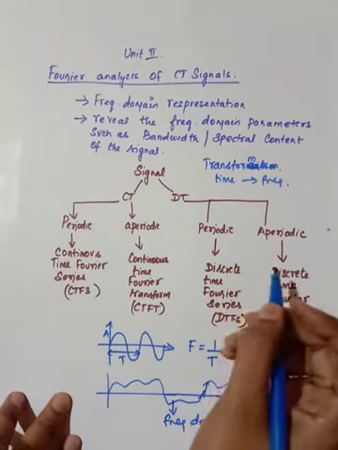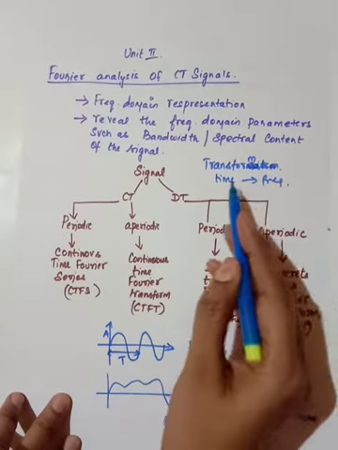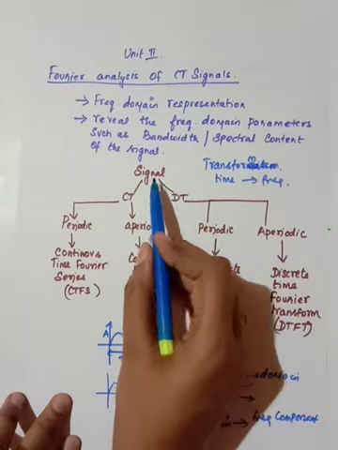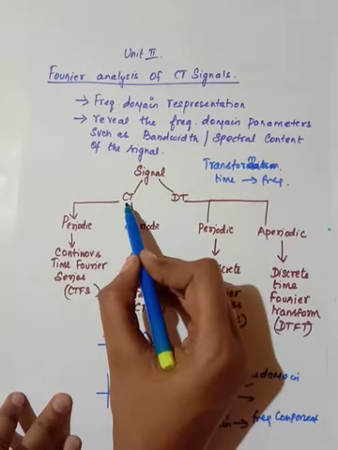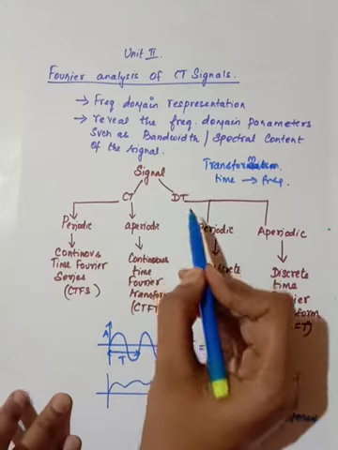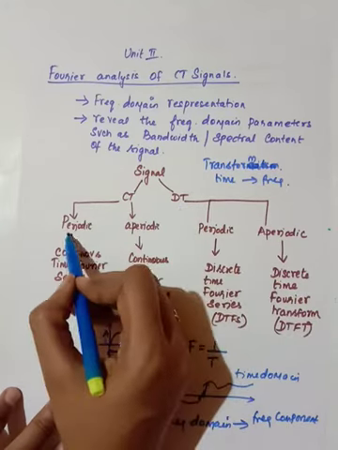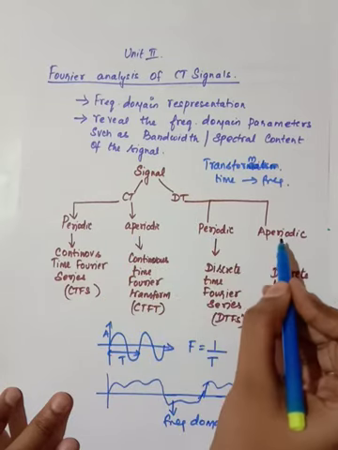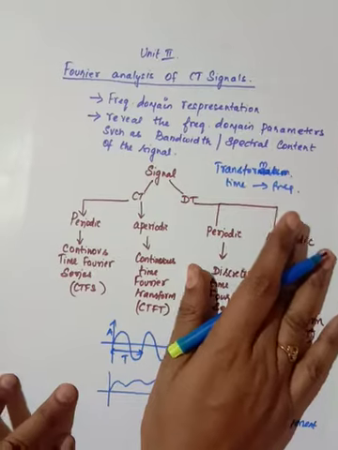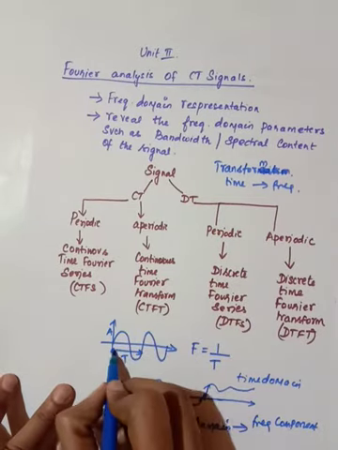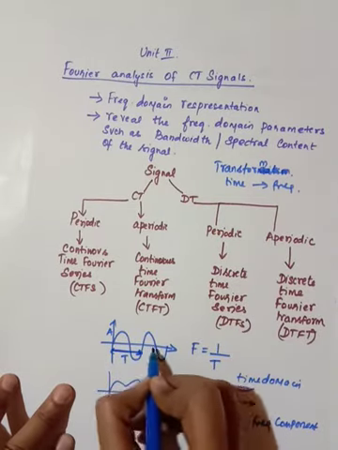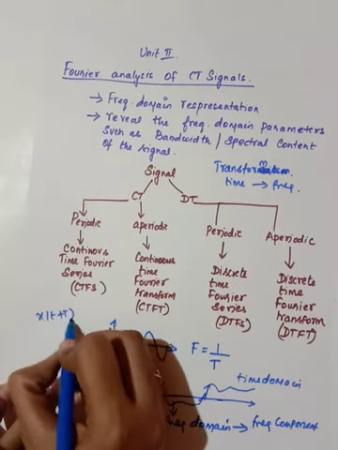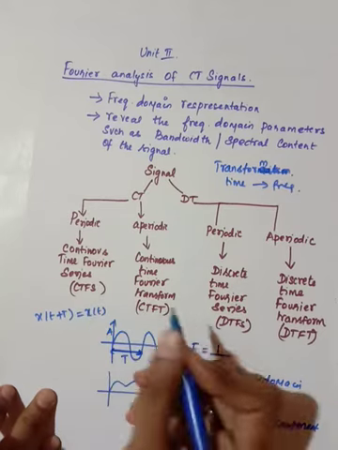Here we have some classification. You know that signals can be classified as continuous time signals and discrete time signals. In continuous time signals there are two types, periodic and aperiodic. In discrete time, we also have periodic and aperiodic signals. You know what a periodic signal is: the signal repeats every period, that is, x of t plus T equals x of t. This is your periodic signal.